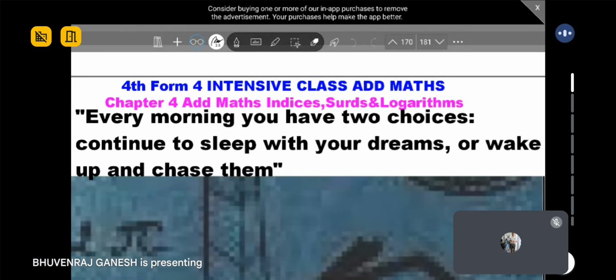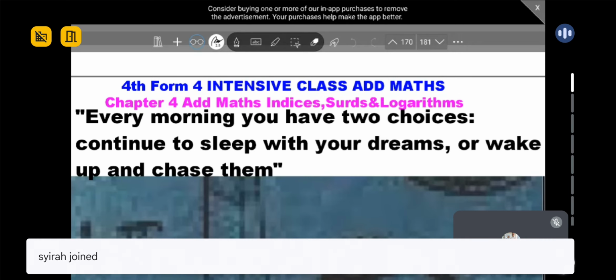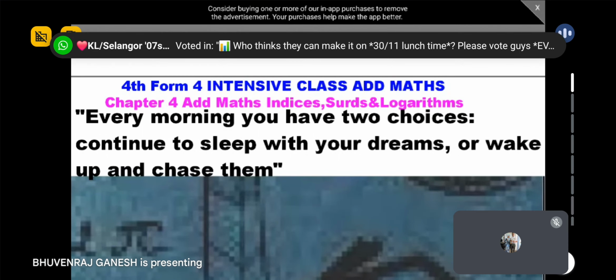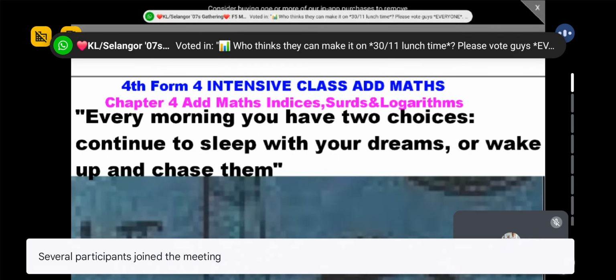Okay? Alright. So most important part in this chapter is your formulas. Okay, apa yang paling penting adalah semua rumus. So kamu kena kuasai rumus. If you understand and master the formula, then you can most likely answer most of the questions.